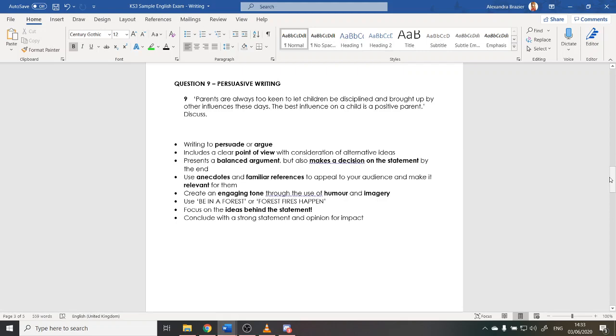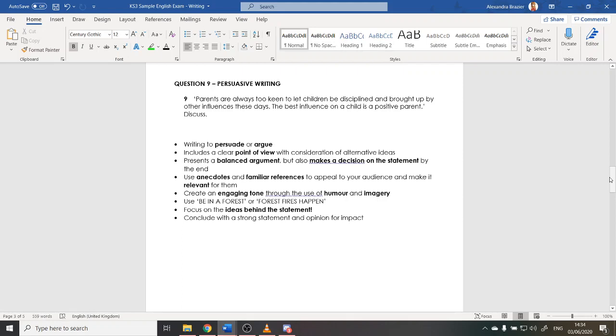Ways that you could make it interesting are to use anecdotes to bring in personal experience. This could be true or imagined, and familiar references as well. A great example was in that nanny piece of writing where she talked about famous nannies such as Mary Poppins and Nanny McPhee. Create an engaging tone through the use of humour and imagery, otherwise it would just be boring.